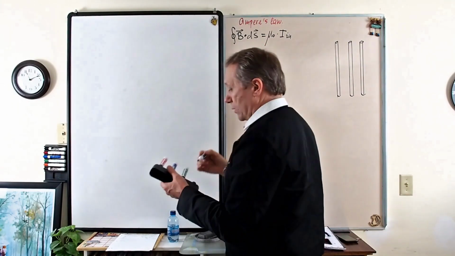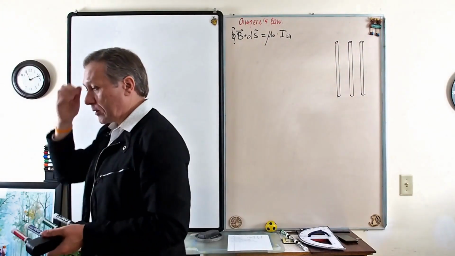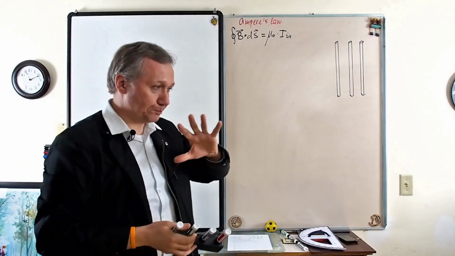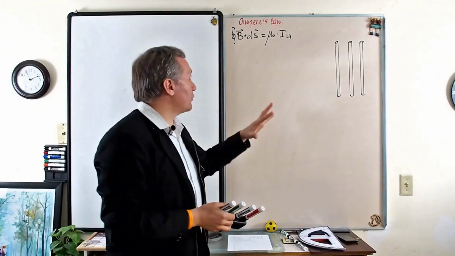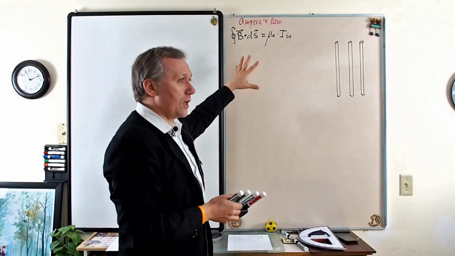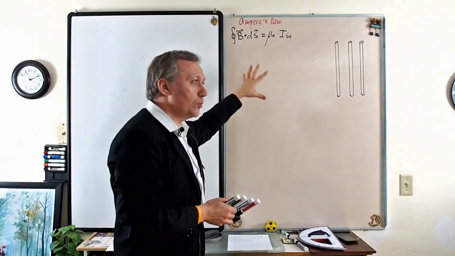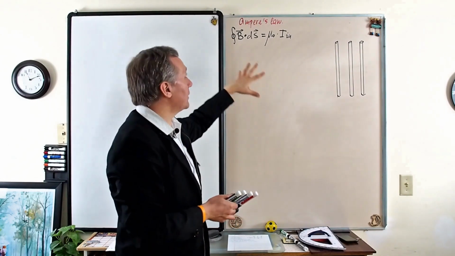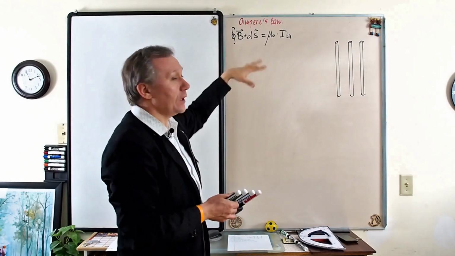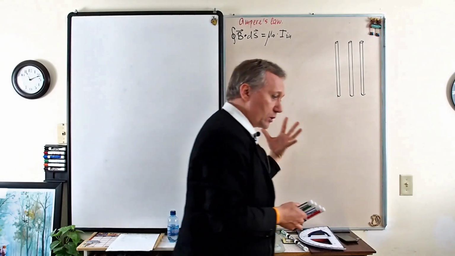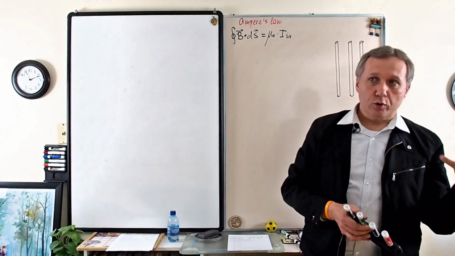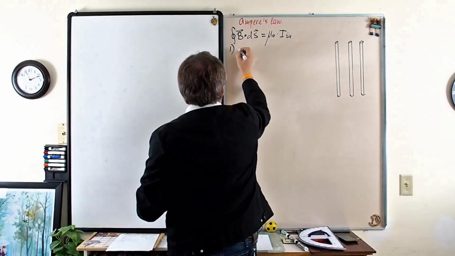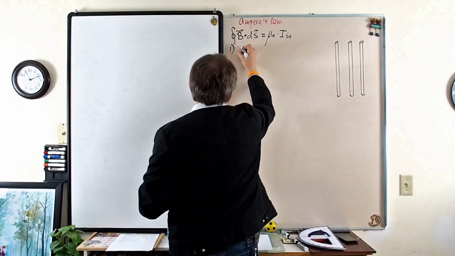Okay, and now let's outline the steps that we have to make in order to start using Ampere's Law. First of all, the first step is that you have to pick a closed loop. The loop must be closed. If the loop is not closed, you cannot use it in Ampere's Law. And since that loop is going to be used with Ampere's Law, we're going to call it an Amperian loop. So first we need to pick an Amperian loop.